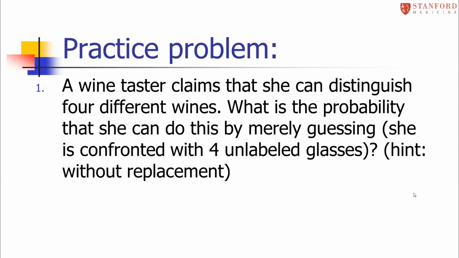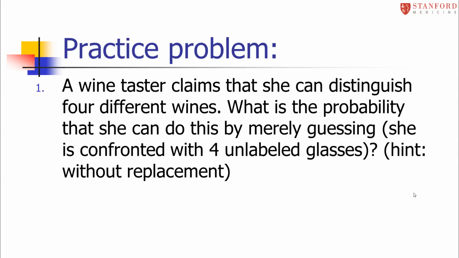So a wine taster claims that she can distinguish 4 different wines. So if you cover up the wine bottles with some paper, sometimes it's fun to do at parties, and you have her taste the 4 different wines, can she actually identify which wine is which? Let's say she really has no wine tasting ability. What's the probability that she can get all 4 wines correct just purely by chance?